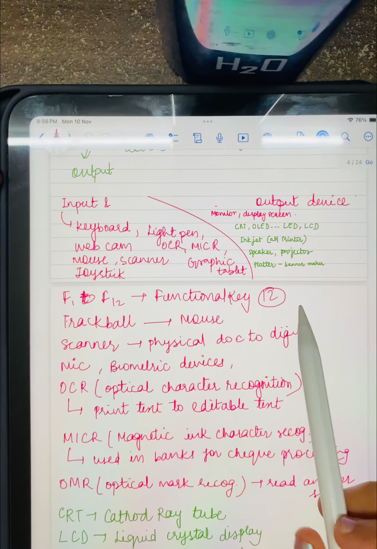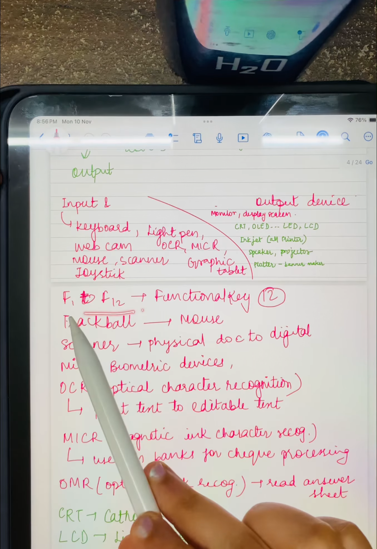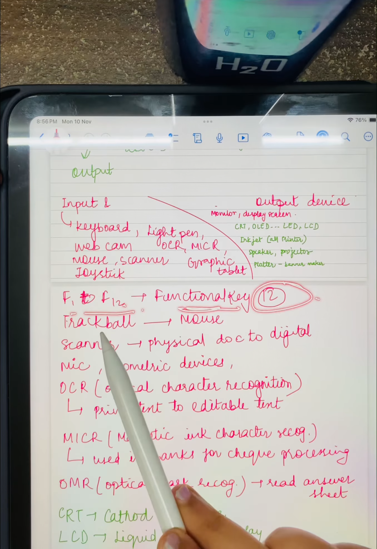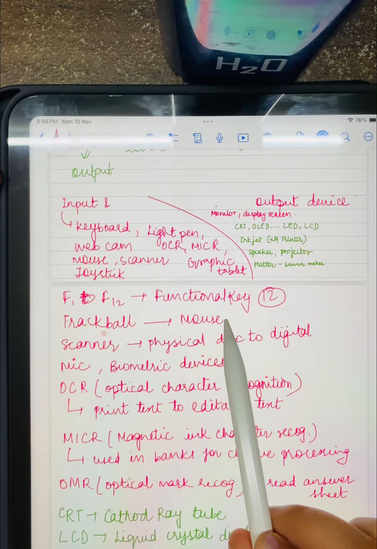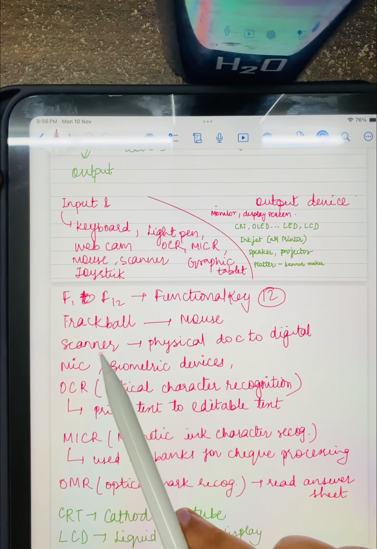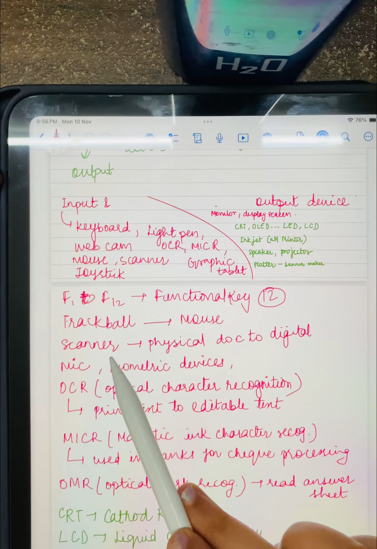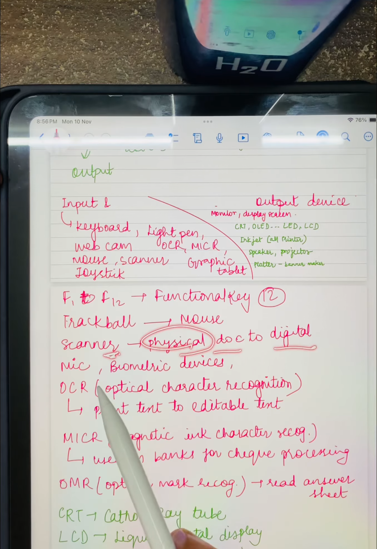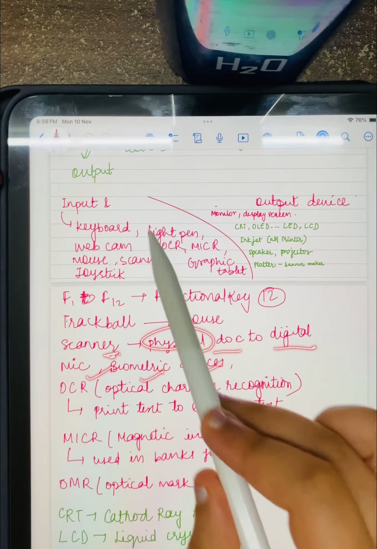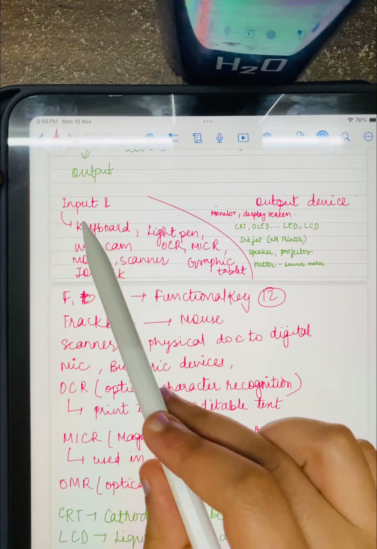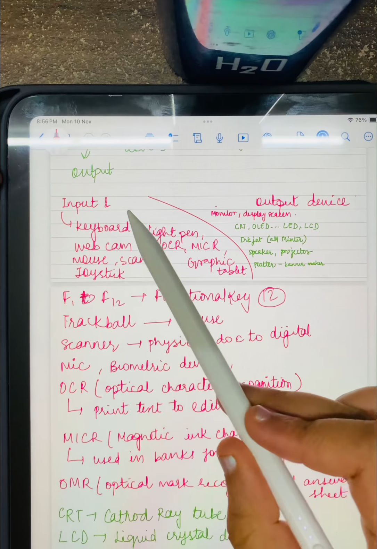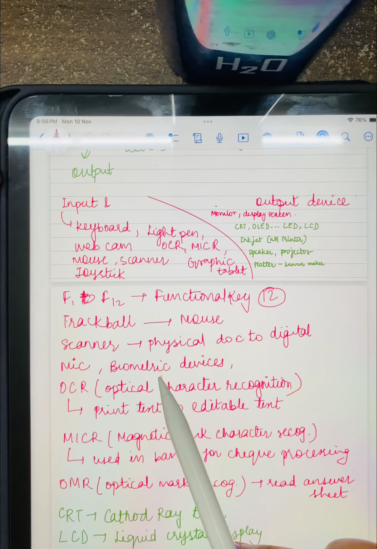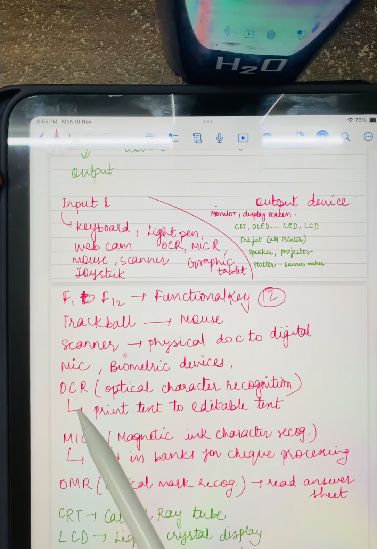So about the functional keys, it is F1 to F12. That means we have 12 functional keys. Trackball is another name for mouse. Scanner, what does scanner do? Scanner converts physical documents to digital. Mic, biometric devices, these are examples of input. You can see the same color, input. So mic, biometric devices, scanner.